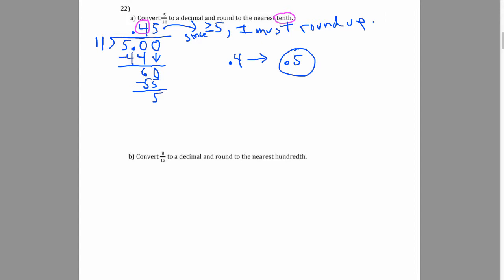Part B is done the same way, only this time we have the nearest hundredth, and the nearest hundredth is going to be 2 places to the right.